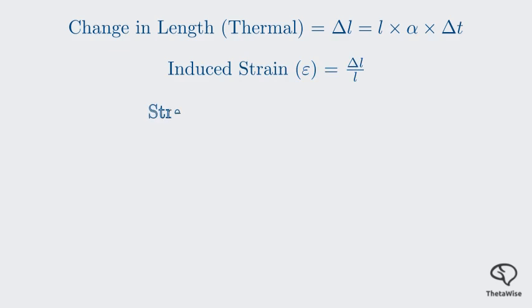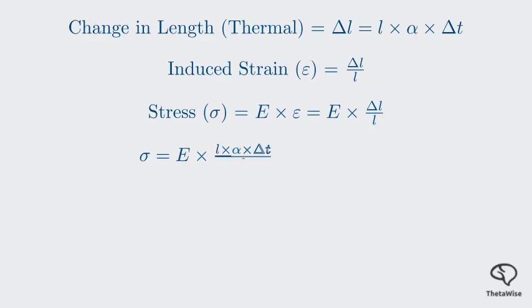Now we can substitute our strain formula into the stress formula. Stress sigma equals E times delta L over L. And since our change in length, delta L, is equal to L times alpha times delta T, we can substitute this entire expression for delta L into the stress equation. This gives us our final formula for thermal stress. Stress equals Young's modulus E times the coefficient alpha times the change in temperature delta T. This is the formula we will use.